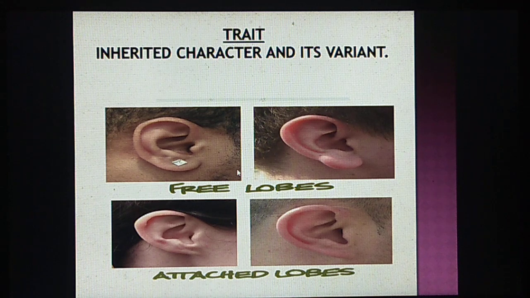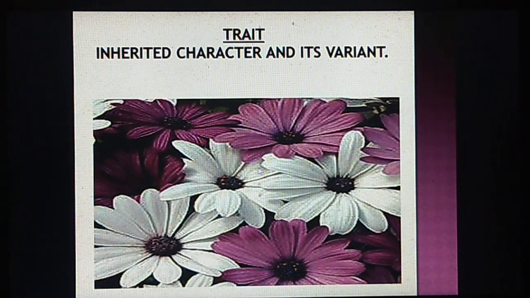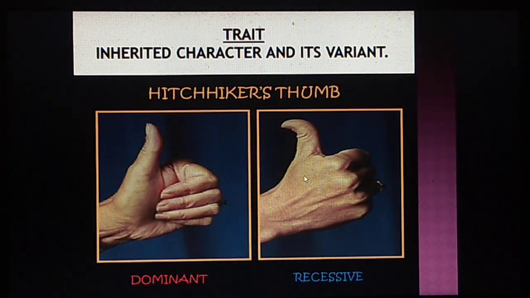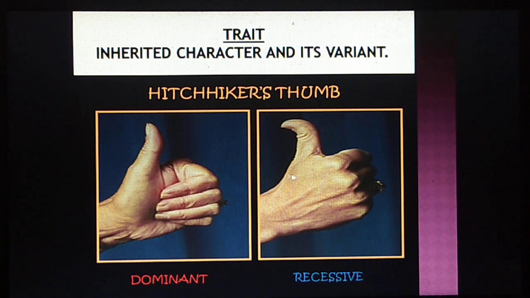In humans we have free earlobes and attached lobes. Again in plants we have pink flowers or white flowers. Hitchhiker's thumb, some are dominant, some are recessive. So all these are inherited characteristics which are obtained from the parents, but they vary from individual to individual.